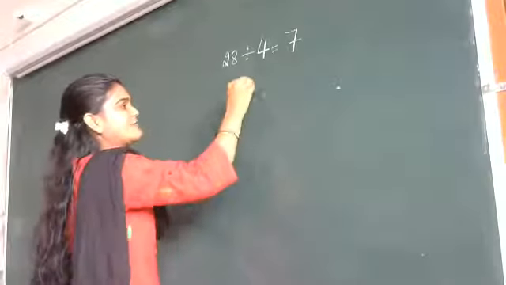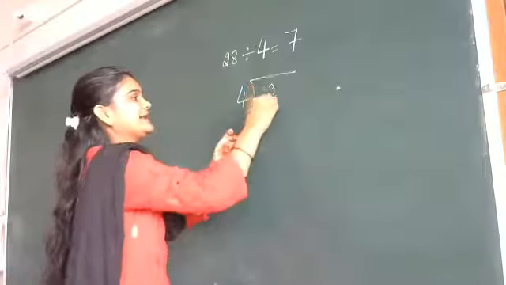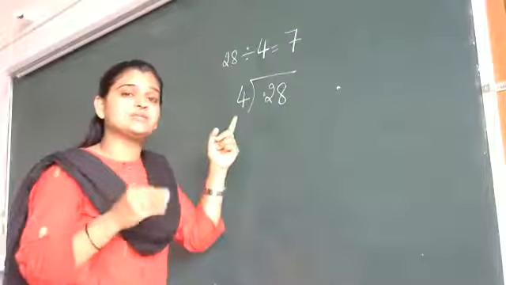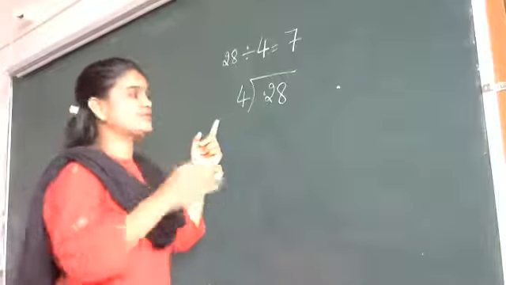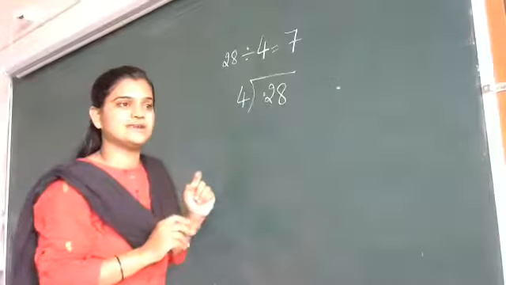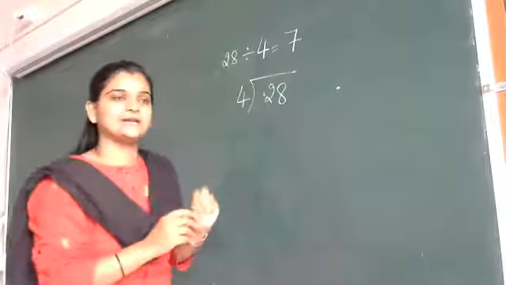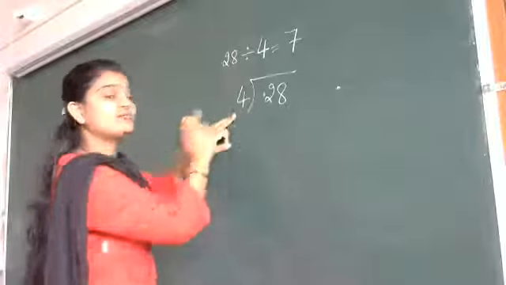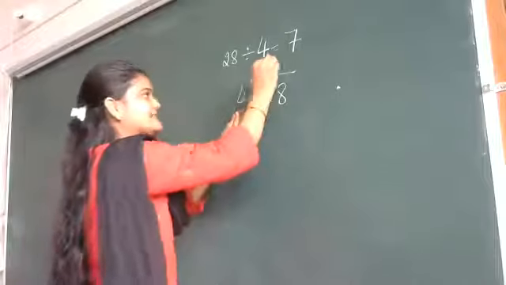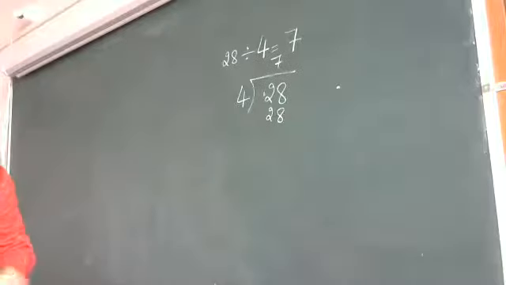See here, we have 4, and 28 has to be written inside the bracket. The divisor has to be outside. The number that is used for dividing is known as the divisor. It should be outside the bracket. The number that has to be divided is taken inside the bracket. Tell me, children, in 4's table, when can we divide 28? 4 sevens are 28. Now, I will tell you one more thing.